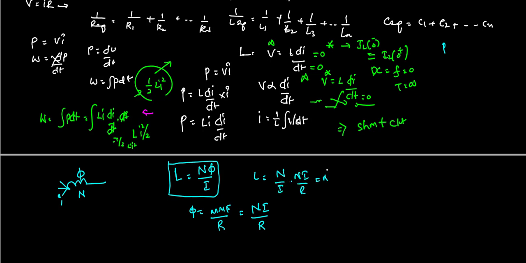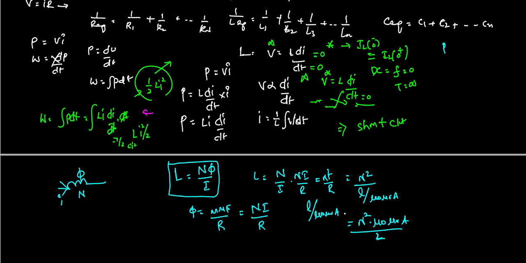So L equals N square by reluctance. Reluctance equals l by mu naught mu r into A. So L equals N square mu naught mu r A by l. This formula can come in the question, where you can be given the number of turns, area A and length.